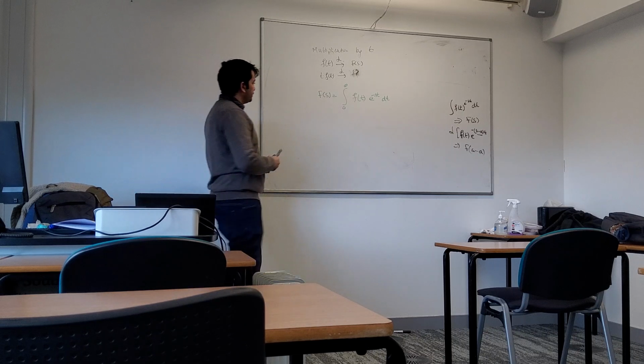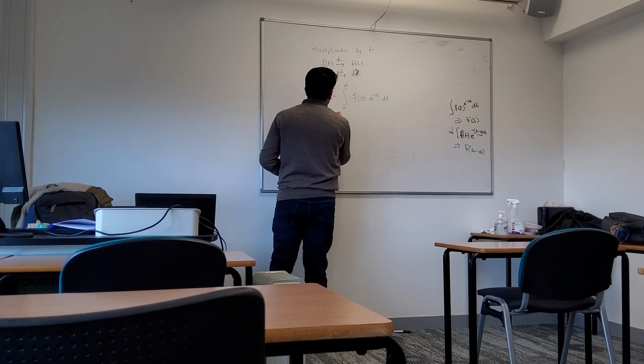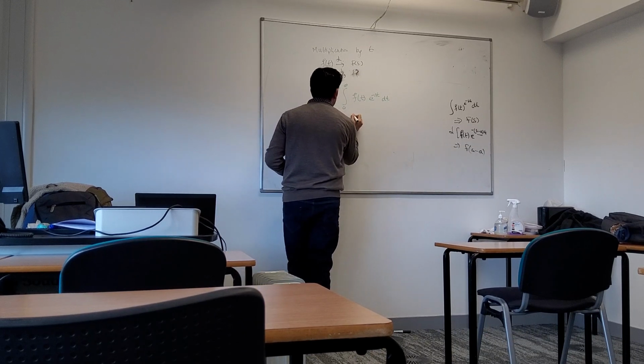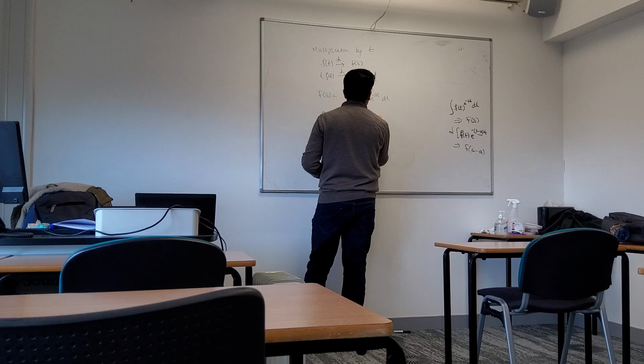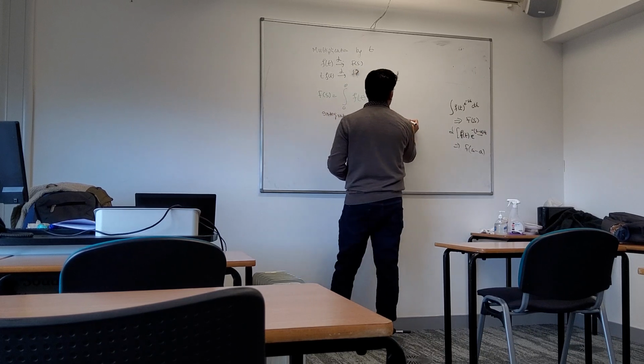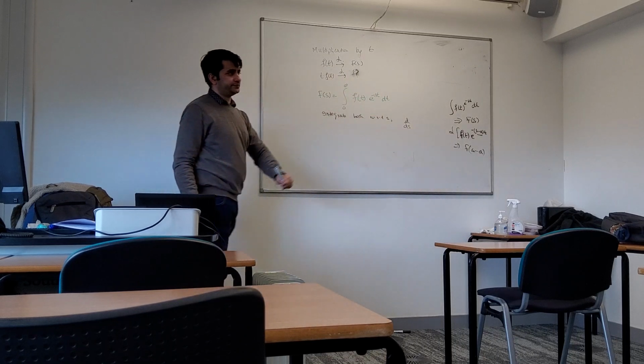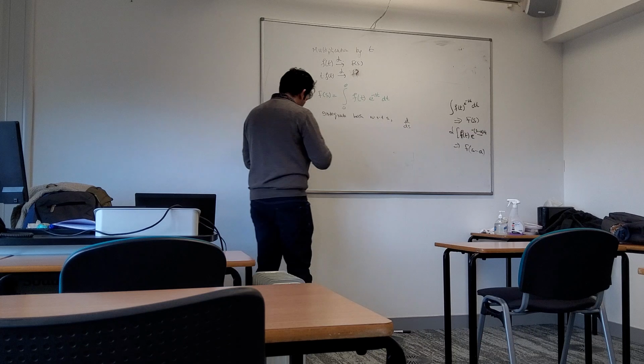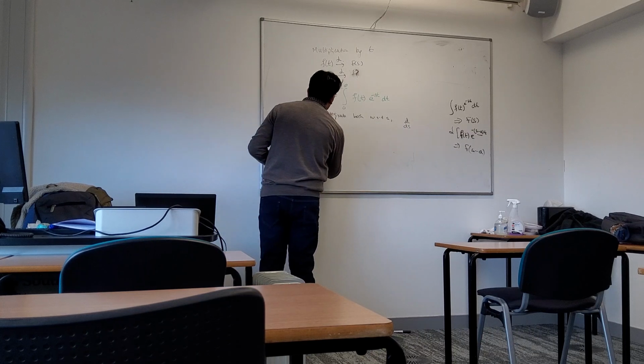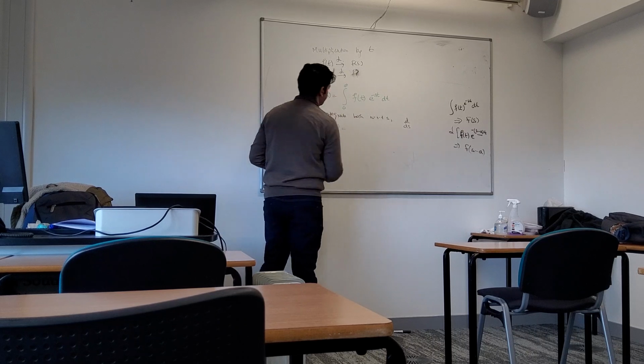If we integrate both sides with respect to s, it means that if we take d by ds of both sides, if we integrate it. So what would happen? It would be d by ds f of s.